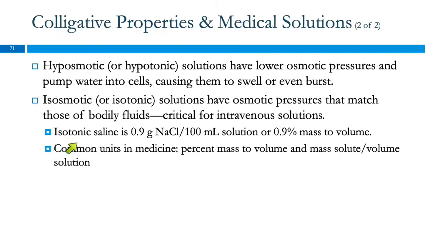So isotonic saline is 0.9 grams per 100 milliliters of solution, which is a 0.9% mass to volume. And that's a common unit in medicine, a mass to volume percent or a mass to volume ratio. So if you're given just pure saline, it would be 0.9%. If they're going to add something else into there, then the saline concentration would have to go down in order to account for the particles of the other solute, maybe sucrose or glucose.